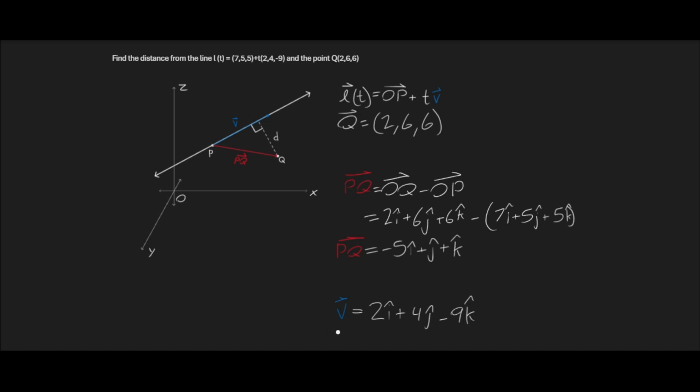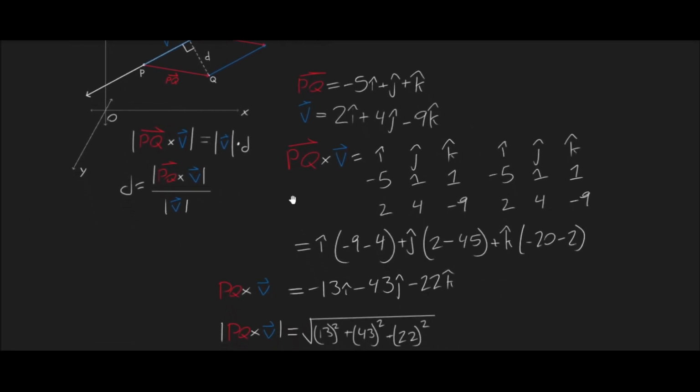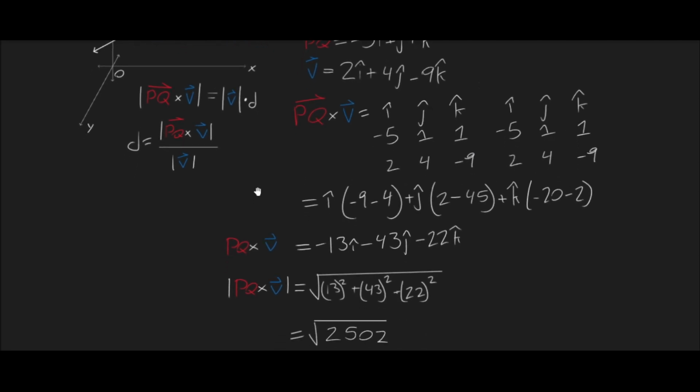And we also have the vector v. So now let's go ahead to the next step. Looking back at our formula for d, we need to find the magnitude of PQ cross v. And to do that, we're going to first find PQ cross v. So we're going to do this the same way we did in the last video, by taking the cross product of the i components, the j components, and the k components. And it's going to give us this vector here.